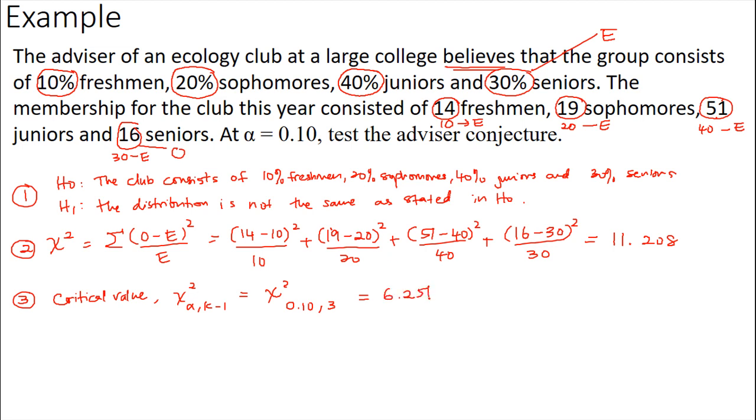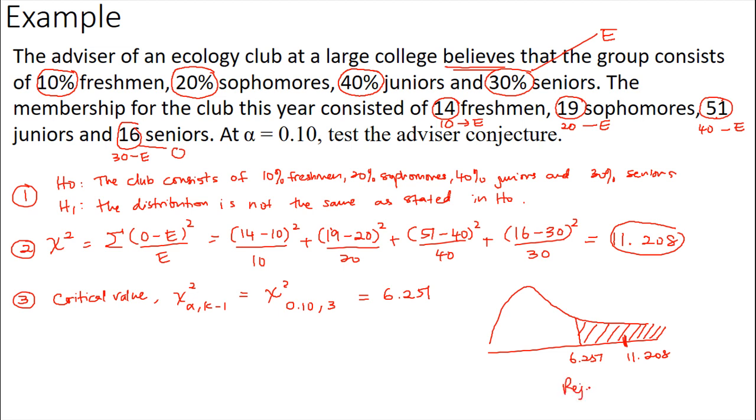So from the curve, 6.251 is somewhere here. This is the critical region, where we reject H naught if the test statistic falls in this area. Now the test statistic is 11.208, so it falls in this area. That means we have to reject H naught. When we reject H naught, you have to state the conclusion: the distribution is not the same as stated in H naught.